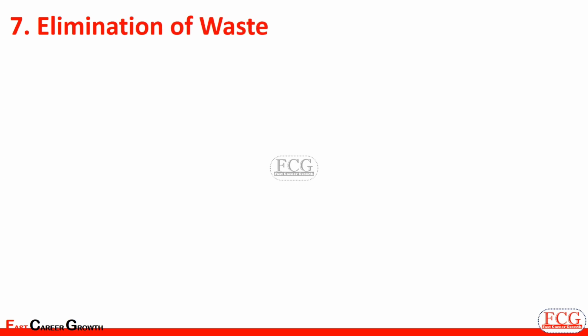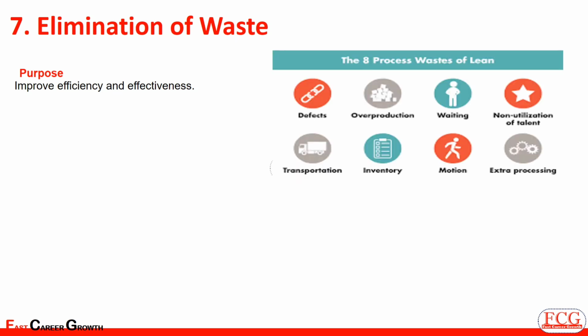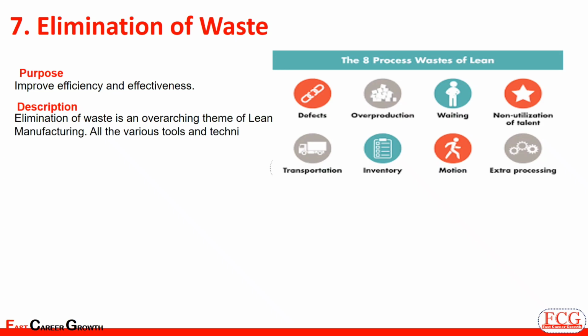Seventh lean manufacturing tool is elimination of waste. Improve efficiency and effectiveness. The 8 wastes in lean are known as downtime. These are defect in product loss, overproduction loss, waiting loss, non-utilization of talent is also a major loss, transportation loss, inventory loss, motion loss, excess processing loss or rework loss. Elimination of waste is an overarching theme of lean manufacturing. All the various tools and techniques are aimed at this ultimate goal.